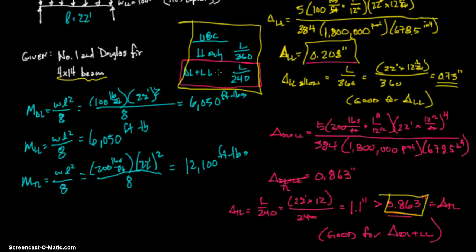And then we went over to dead load plus live load, and it required L over 240, which was this. And we were less than that. This was our actual dead load plus live load deflection. So we are also good.